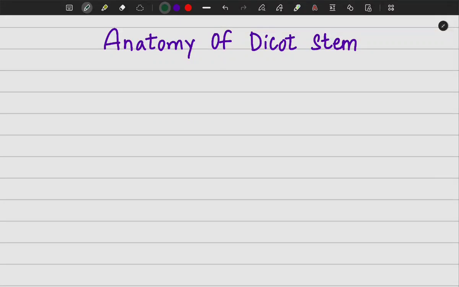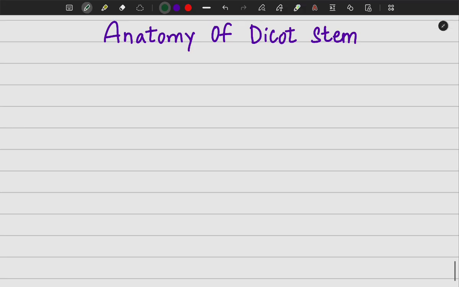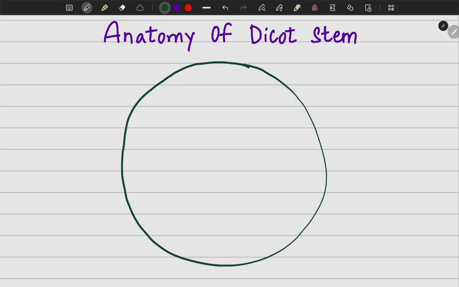In this session, we are going to learn about the anatomy of dicot stem. So let us begin. So let us understand the anatomy of dicot stem with the help of a diagram. So first of all, there will be a layer of epidermis.